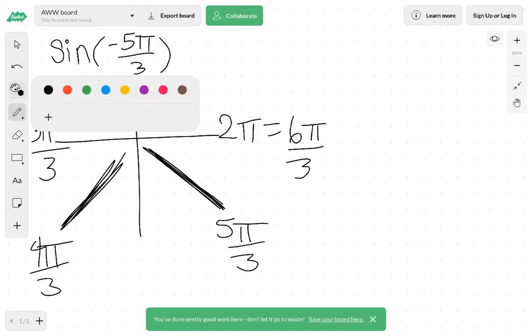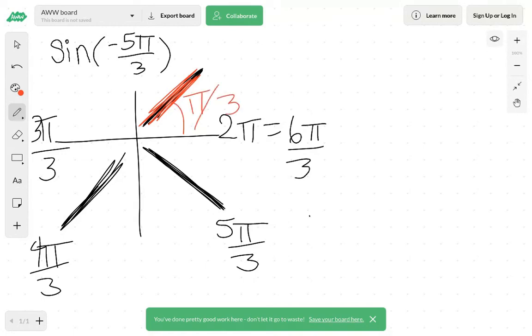But here we're looking for negative 5 pi over 3. And when I'm looking for the negative angle, it's the reflection across the x-axis. So I'm really looking at my angle in that first quadrant right there, right here. And that's a pi over 3 reference angle.